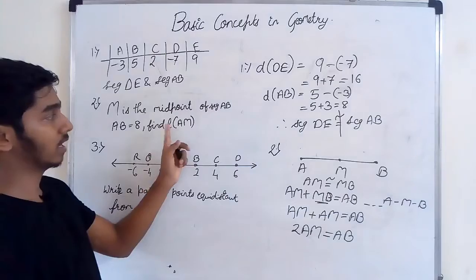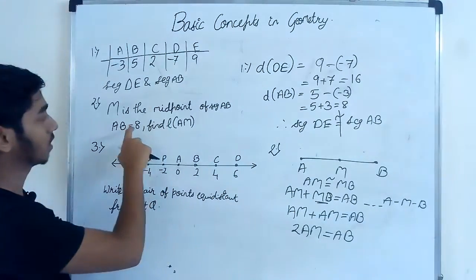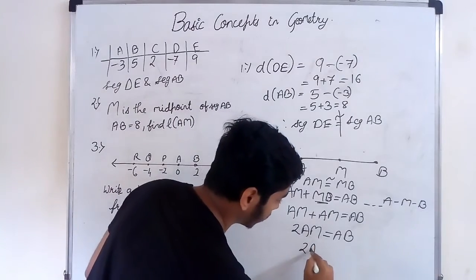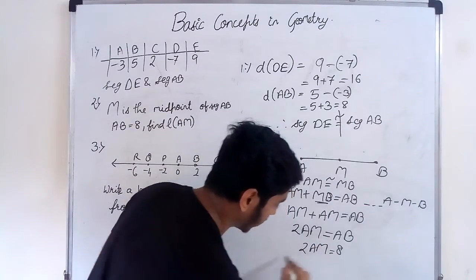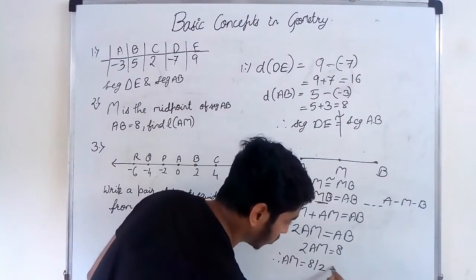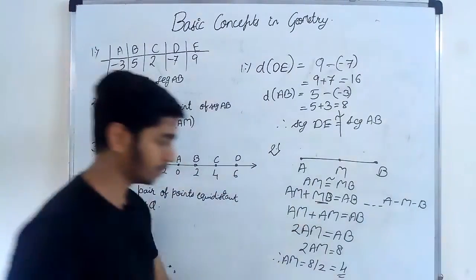What are we supposed to find? AM. What is AB here? Given to us that it's 8. So this will be 2AM equal to 8. Therefore, AM is 8 by 2, which is 4.